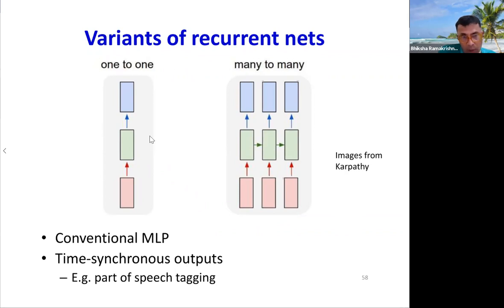Now, here is one form of recurrence. There's no recurrence at all. Each input is individually processed by the hidden layer and then finally by the output. So this is just a conventional MLP. There's no recurrence.